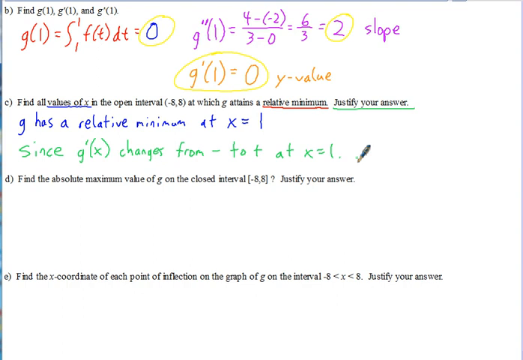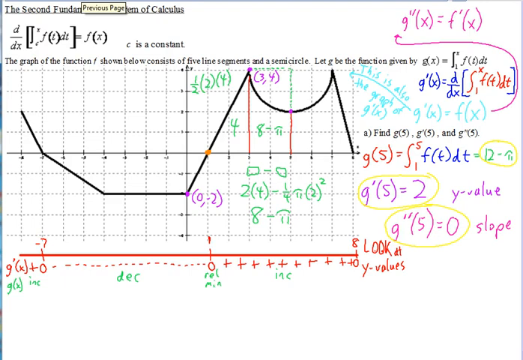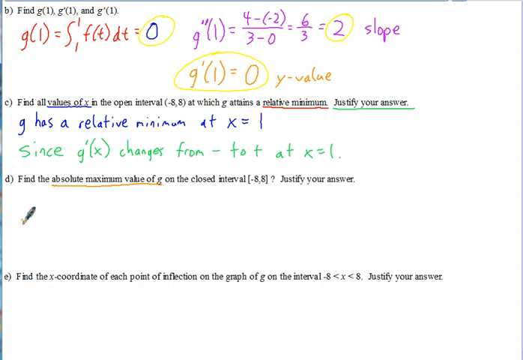Then part D says find the absolute maximum value of g on the closed interval from -8 to 8. Justify your answer. So for absolute minimums and maximums, we still use the first derivative. But it's helpful if you draw a little sketch of the graph. So if we look back here, we saw the graph increasing, decreasing, and then back to increasing. So let's sketch what that looks like a little bit here. Increasing, decreasing, increasing.